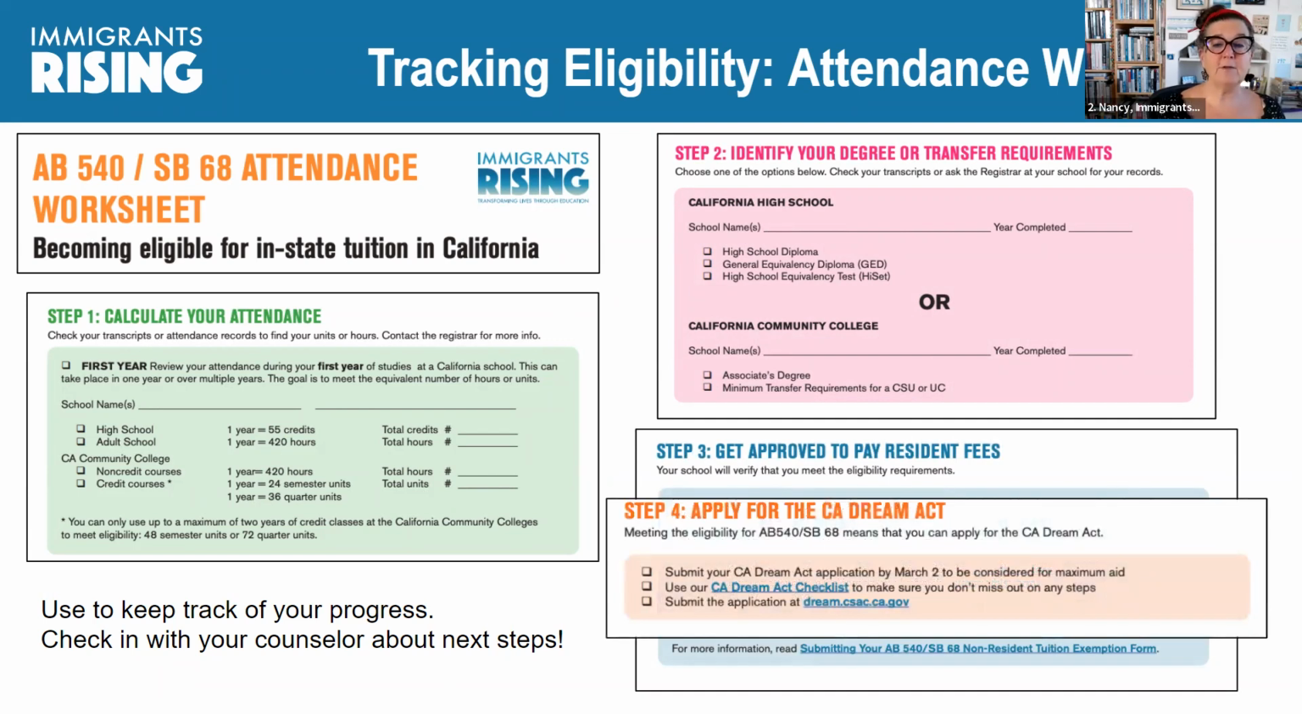We also want to make sure that we tell them they should be applying for the California Dream Act application by March 2nd to be considered for maximum aid. I can see in this slide that I did not update this to take away the maximum of 2 years. The AB 540 attendance worksheet, which Madeline is throwing in the chat, has been completely updated. It's useful for people to keep track of their progress and to use when they talk to their counselors about this information.